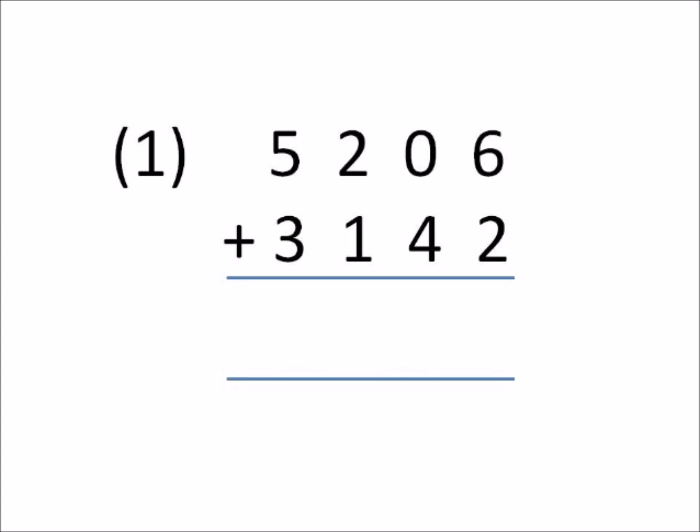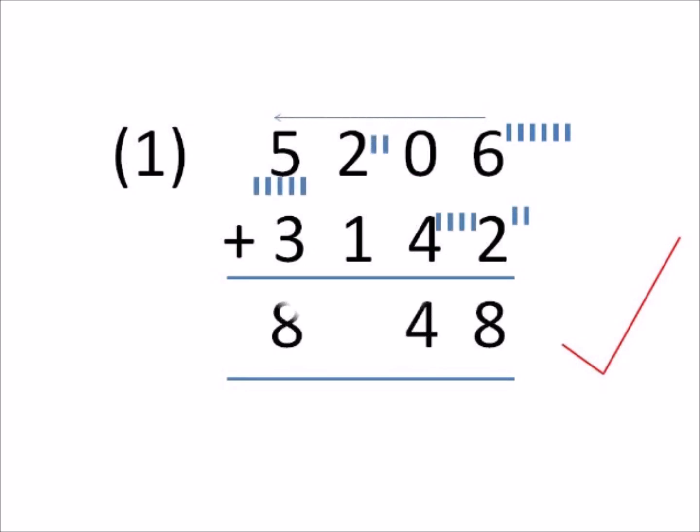Number 1 on the test, 5,206 plus 3,142. Okay, this is one that most students should get because it doesn't have any renaming or regrouping involved. So you add 6 and 2, 0 and 4, 2 and 1, and 5 and 3.